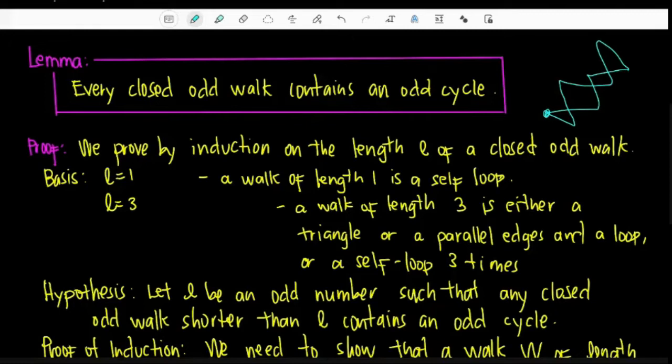So what is a walk of length 1? If it is of length 1, then it must be a self loop. So we have a vertex and then you make a loop. So the length of that walk is just 1.